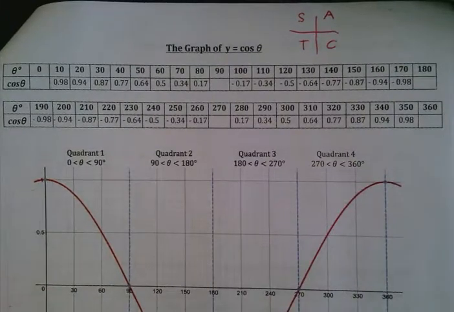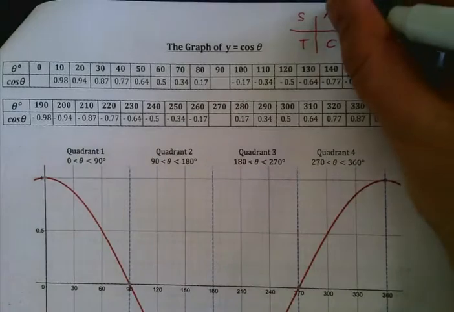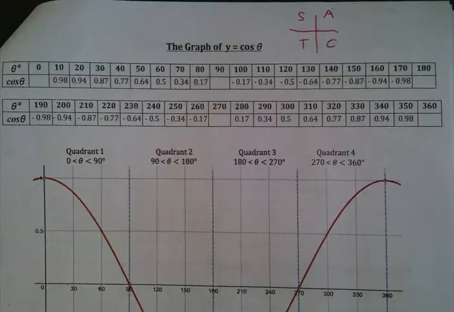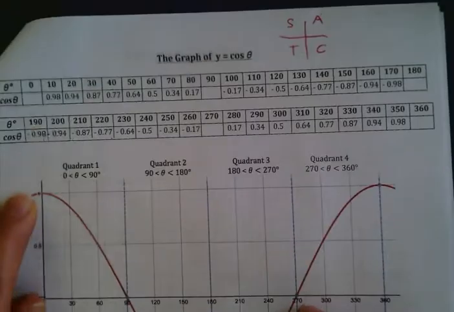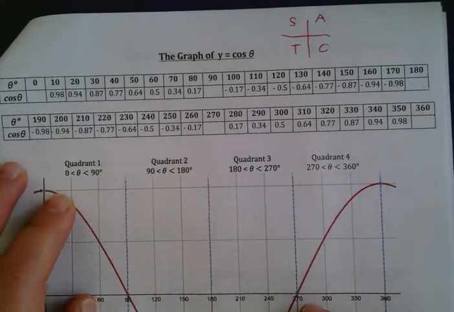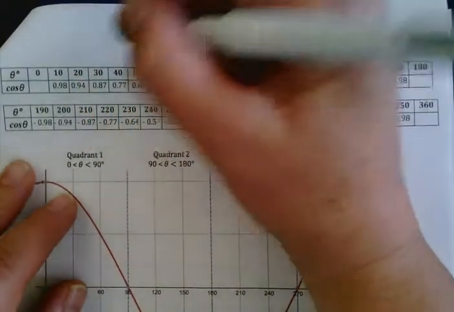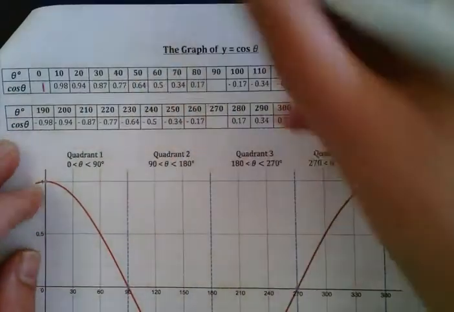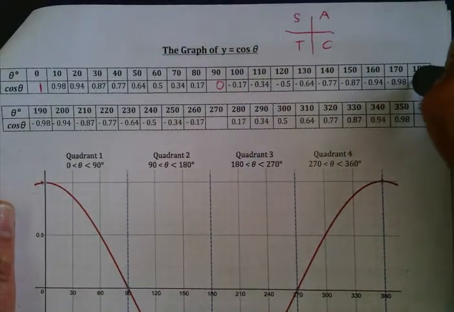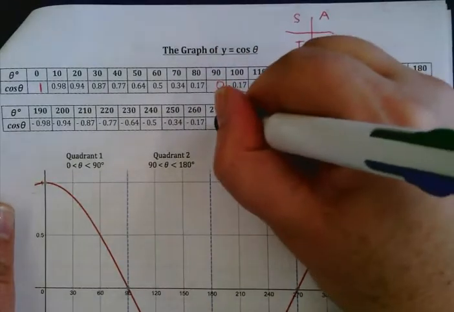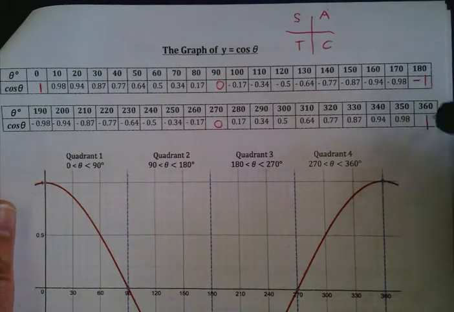Girls, remember we had all stations to central? All of them are positive in quadrant 1 and only cos is positive in quadrant 4. Look at your graph. What's the cos of 0 on your calculator? Just do it. 1. Cos of 90. Cos of 180. Cos of 270. And cos of 360. 1.